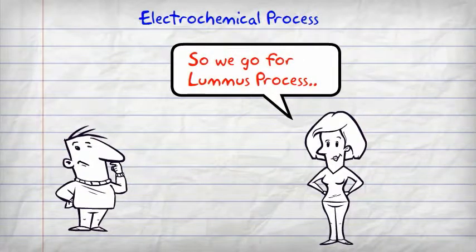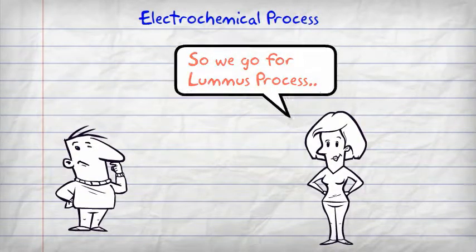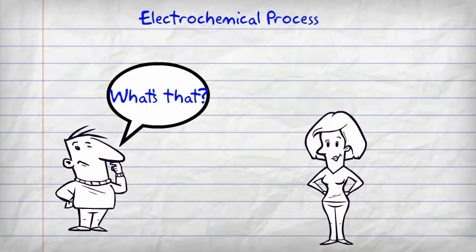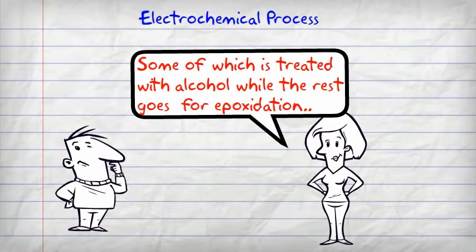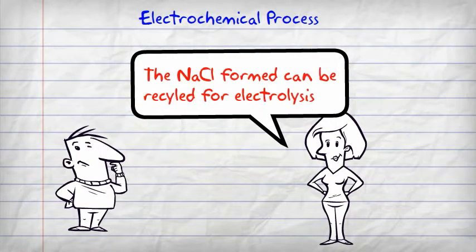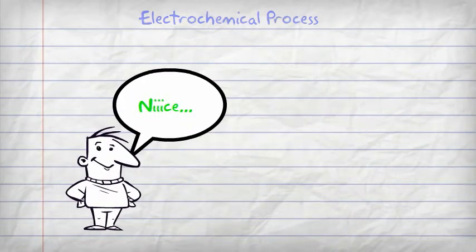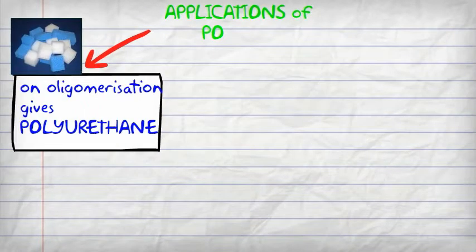Oh. Then? So we go for the Lummus process. What's that? It's quite similar, except that we use concentrated brine, some of which is treated with alcohol while the rest goes for epoxidation. The alcohol formed can be resold for electrolysis. Nice. Here are a few applications of propylene oxide.